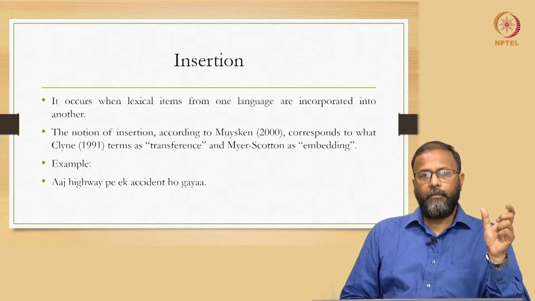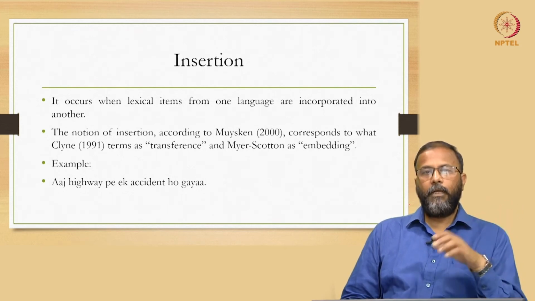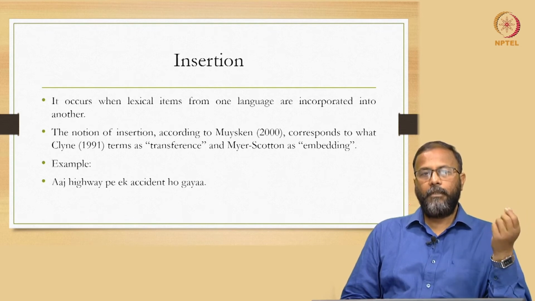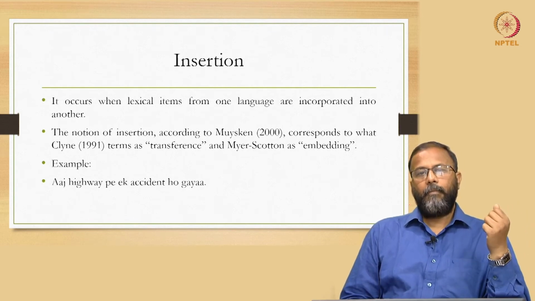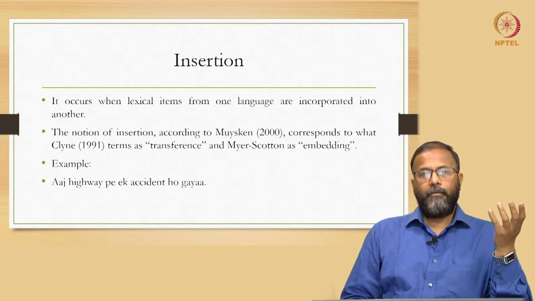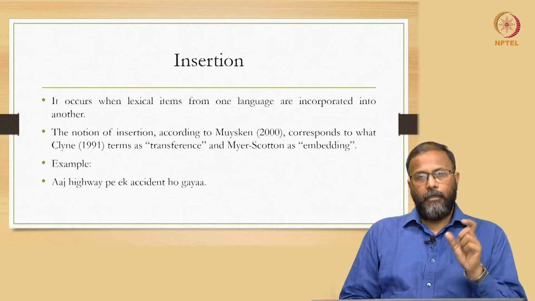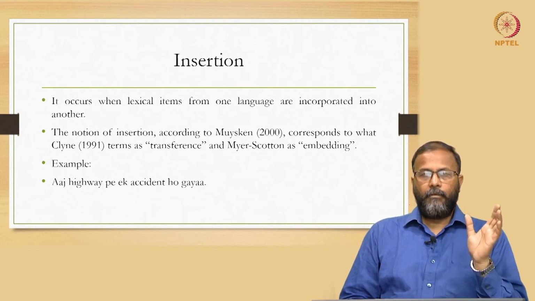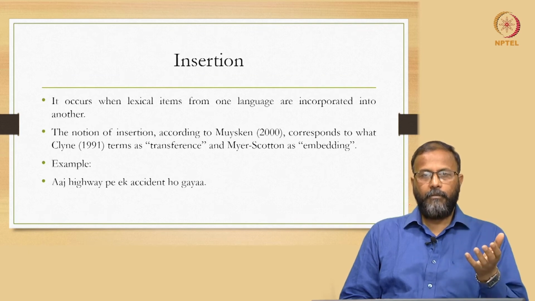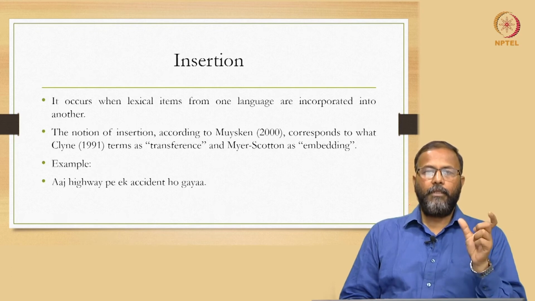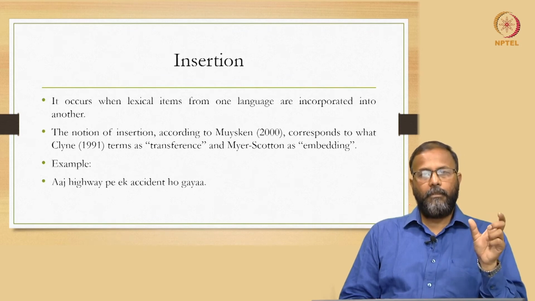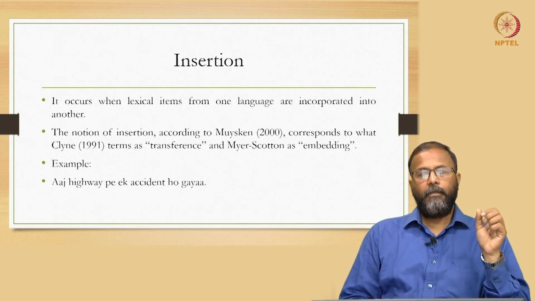So we have inserted highway. We could have replaced it by the original Hindi word Rajmarg, and accident, that is दुर्घटना, right? So आज हाईवे पे एक्सीडेंट हो गया. So an accident happened on the highway. This is insertion, where I have inserted two English words in the Hindi structure.